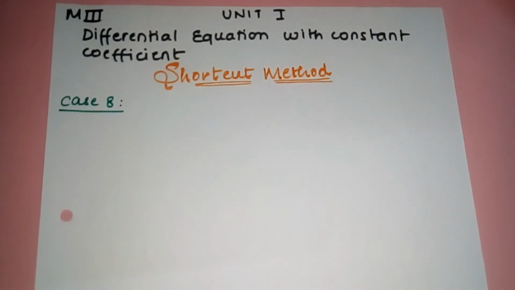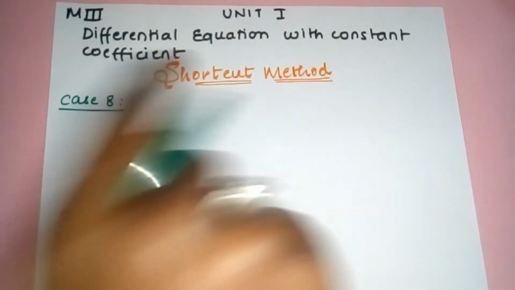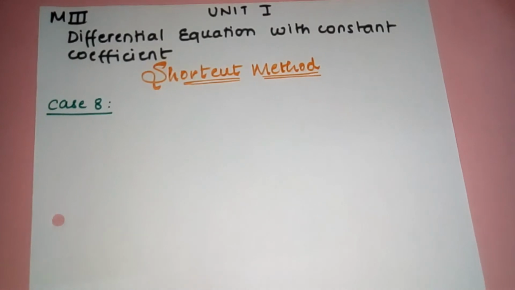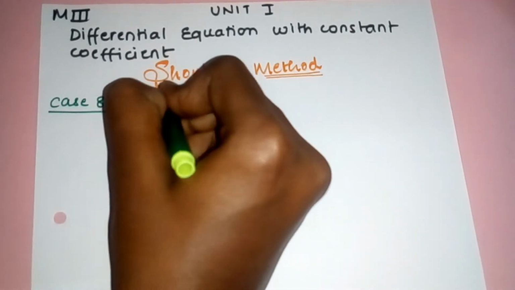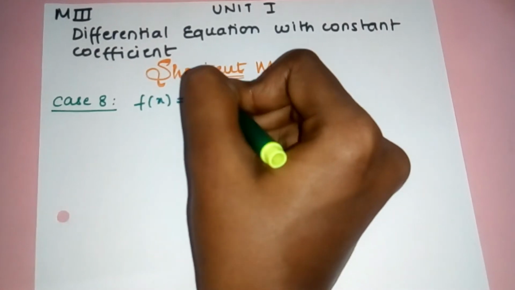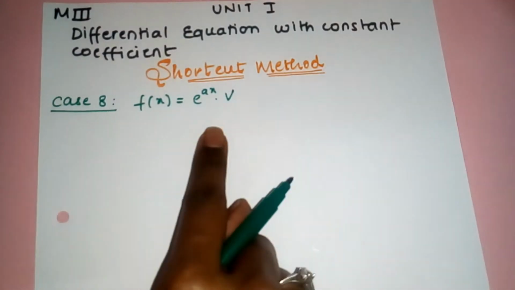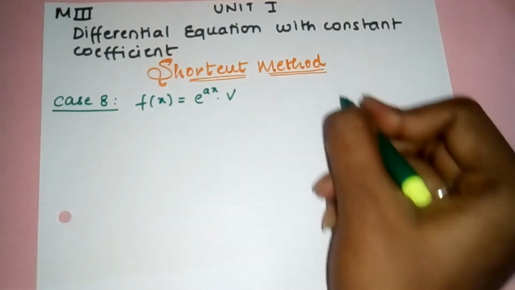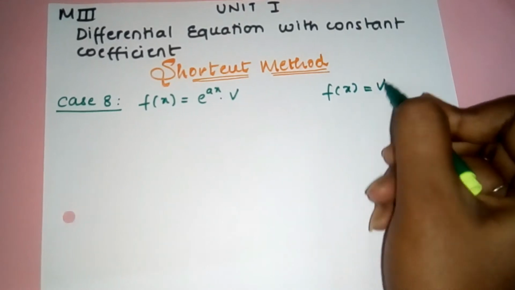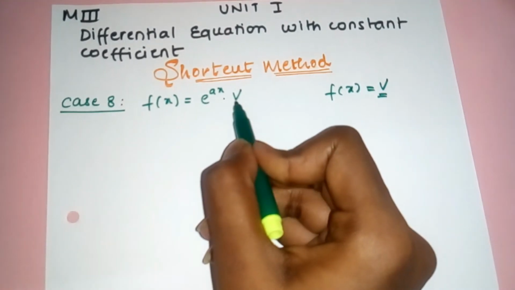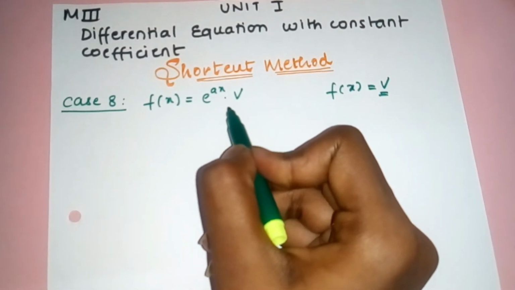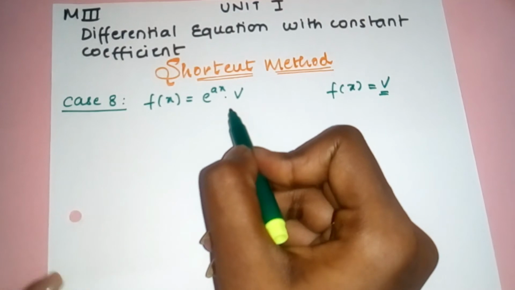In this video, I'll be taking case 8 of shortcut method. In case 8, if f of x is equal to e raised to ax into v, then our f of x will be e raised to ax into v. The v can be anything of the previous cases, for example it can be sin x, cos x, it can be e raised to 2x or something, it can be anything.